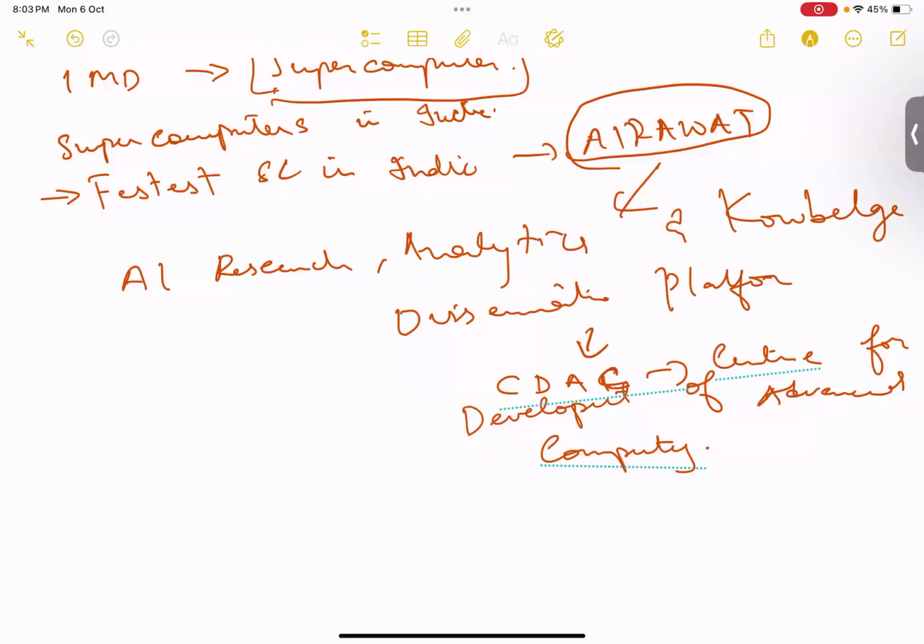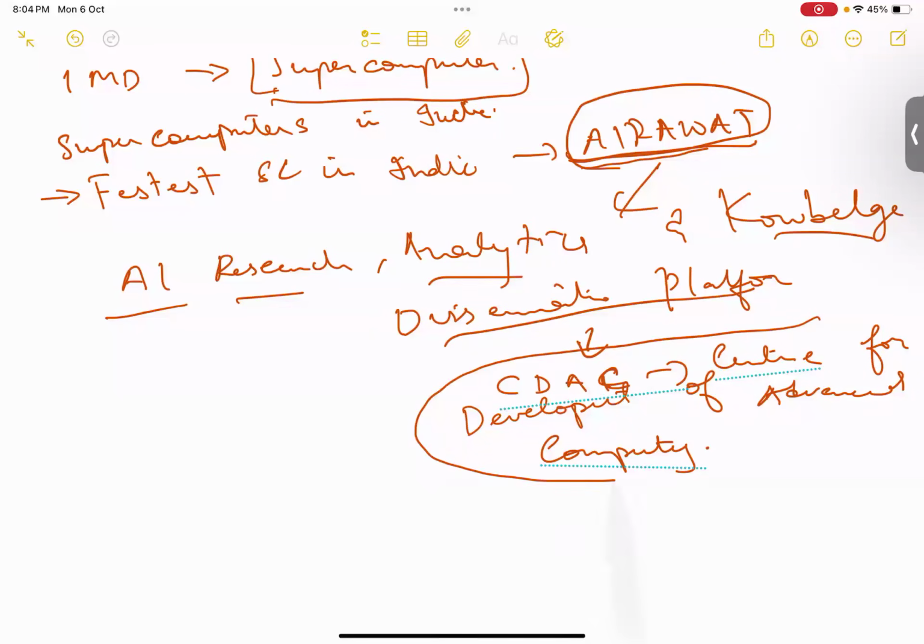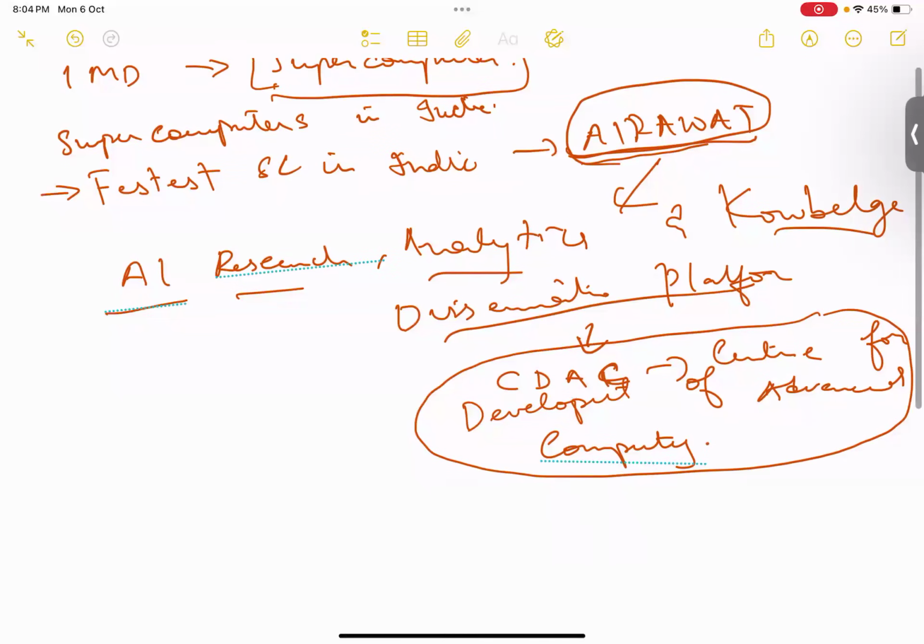So your answer should be it is a supercomputer, right? I'm teaching you in such a way that you will be able to answer your MCQs in the exam, okay? Because that is what is needed here, right? So can you remember that in India, the fastest supercomputer that is available at present is the iRobot, okay? It stands for AI Research Analytics and Knowledge Dissemination Platform. And it was developed by C-DAC, Centre for Development of Advanced Computing, right?